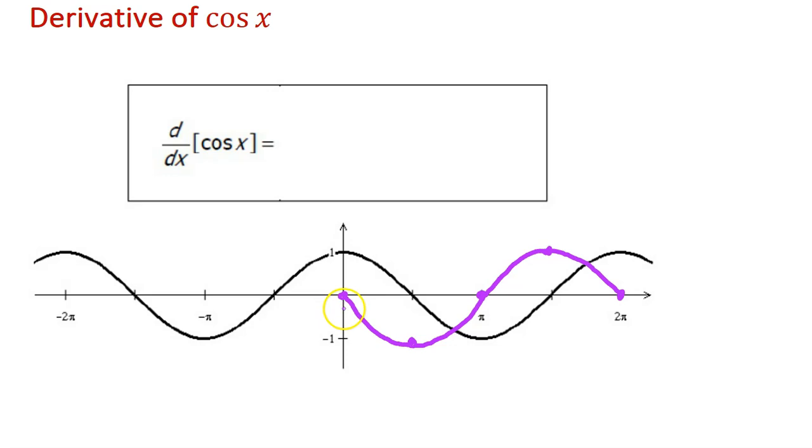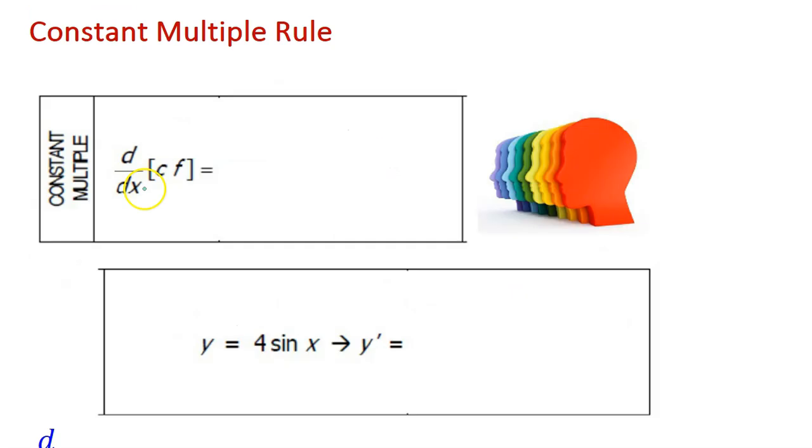Not quite. Hopefully you remember that this is upside down compared to the parent function y equals sine x. So this is actually the graph of negative sine x. So that's the rule I want you to memorize. The derivative of cosine is the opposite of sine x.